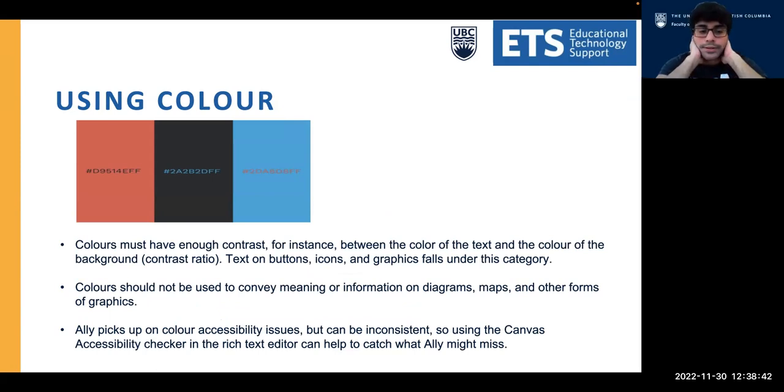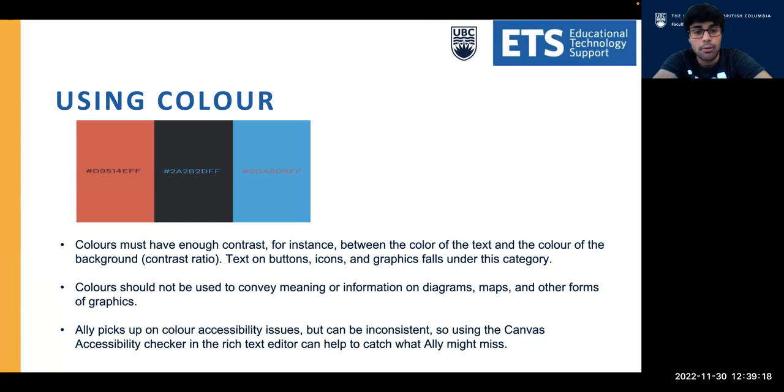Thank you, Gabrielle. Yep. So colors must have enough contrast, for instance, between the color of the text and the color of the background. So text on buttons, icons, and graphics fall under this category. Colors should not be used to convey meaning or information on diagrams, maps, and other forms of graphics. Ally picks up on color accessibility issues, but it can be inconsistent. So using the Canvas accessibility checker in the rich text editor can help to catch what Ally might miss.